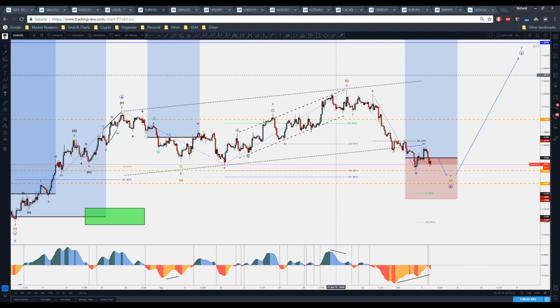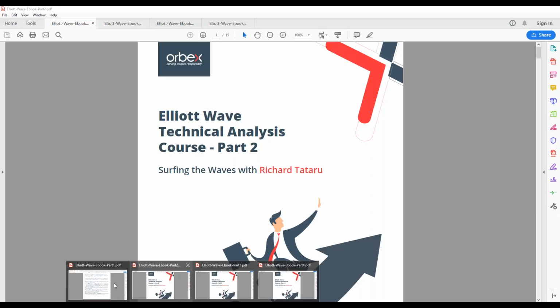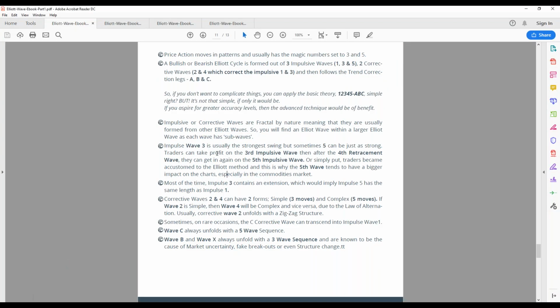So yeah. Anyhow, let's move on. Impulsive or corrective waves are fractal by nature. As I said previously, waves contain subwaves, and structures reappear as fractals. If you don't know what a fractal is, there are some examples online. Just write fractal on Google. Always works, right? But I'm going to explain it in simple terms.